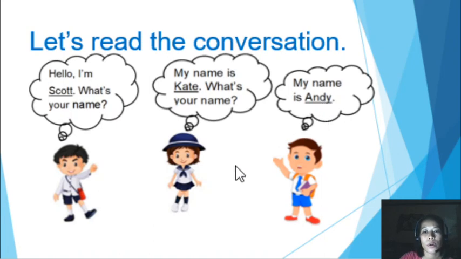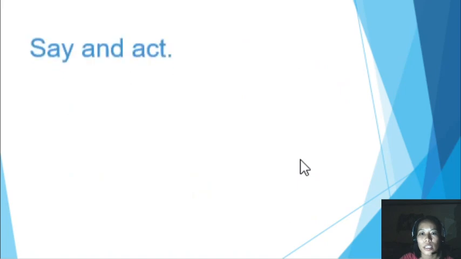Okay, very good. So here in this conversation we have three characters. Scoot, Kate and Andy. Okay, so how many characters are there in the conversation? There are three characters. Who are those? Okay, so the first one is Scoot, the second one is Kate, and the third one is Andy. Okay, very good. So let's go to the next one.